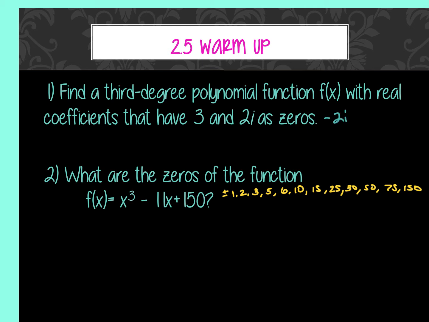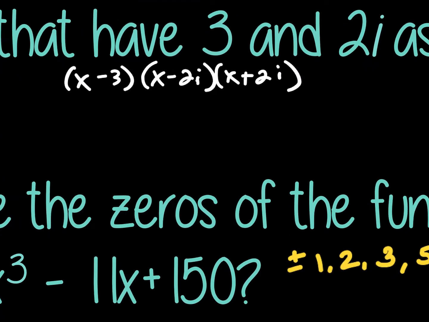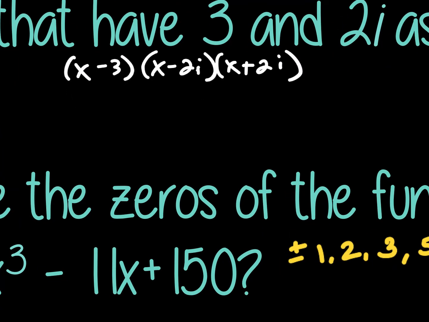So as soon as you see a complex root, something with an i, you automatically assume that its opposite or conjugate is one of the roots. So when I go to write this out, I would get x minus 3, x minus 2i, and x plus 2i. And then I would always recommend foiling out the two that have your complex roots in them because the i's are going to cancel out if you do that correctly.